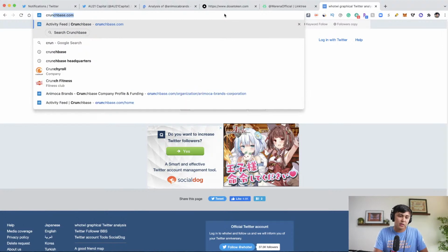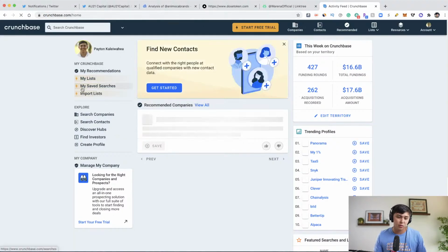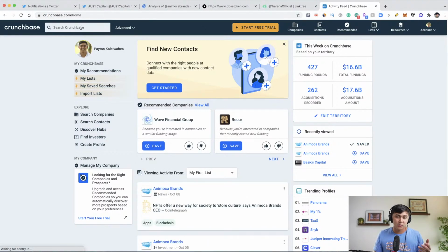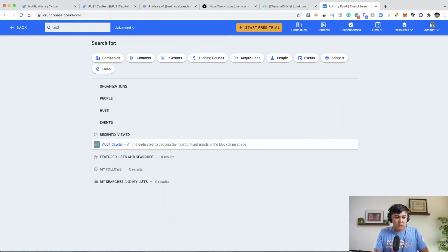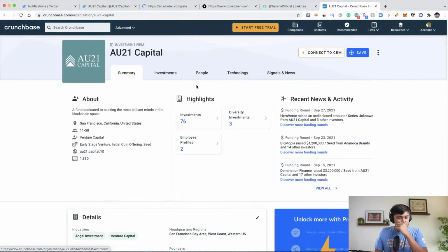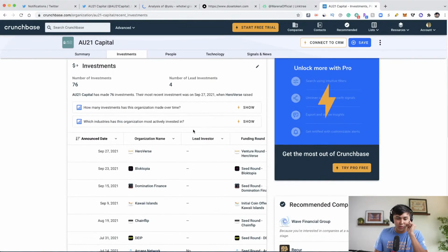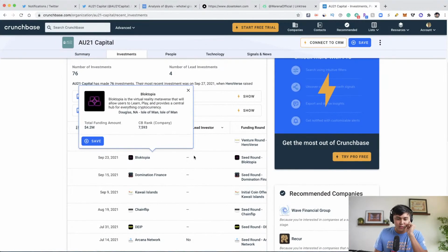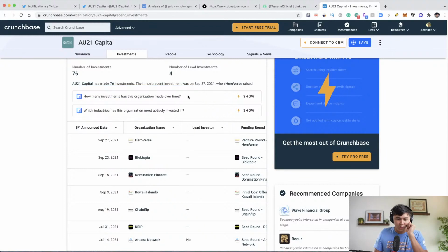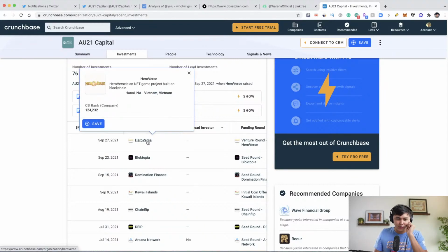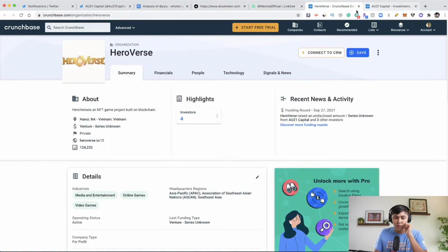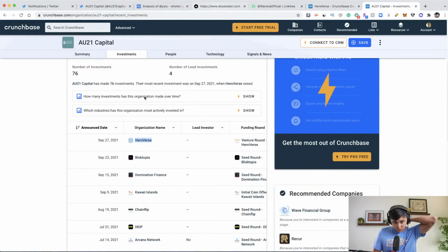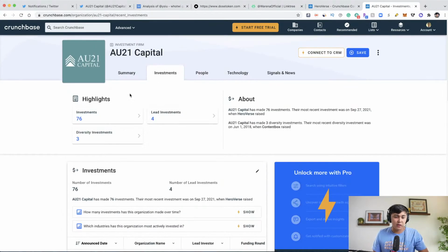So Crunchbase is also another resource that you could use to do some digging on these venture capitalists. And so AU21, it's another reputable one. So September 23rd, they invested in Blocktopia. It's a while ago though. Heroverse, that's something that I don't really know about. Heroverse is an NFT gaming project built on a blockchain. So we'll do some research on that one. Okay, cool. Everything else I've kind of known about already.